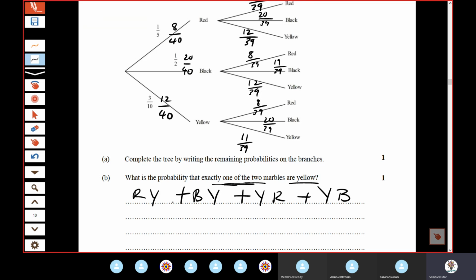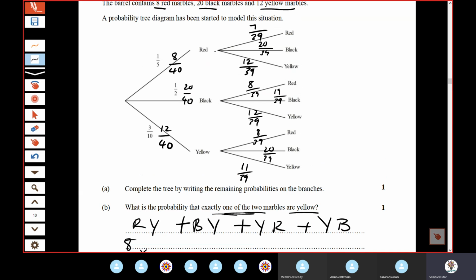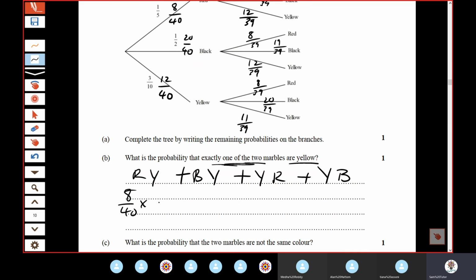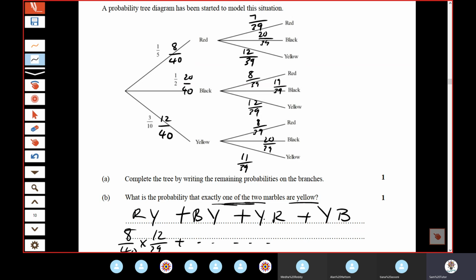And then of course, red, yellow would be 8 out of 40 times yellow, 12 out of 39. Plus, I'll just let you guys continue that. Again, anyone have any issues with B? One of the 2. Okay.